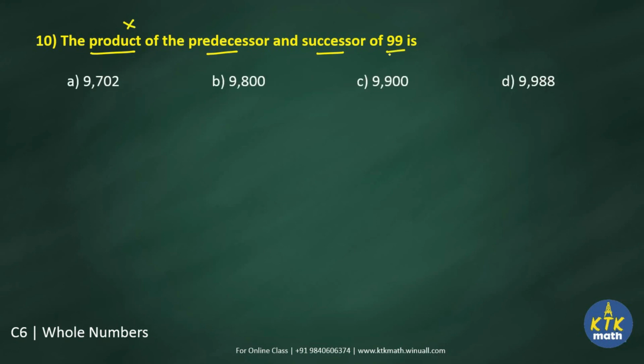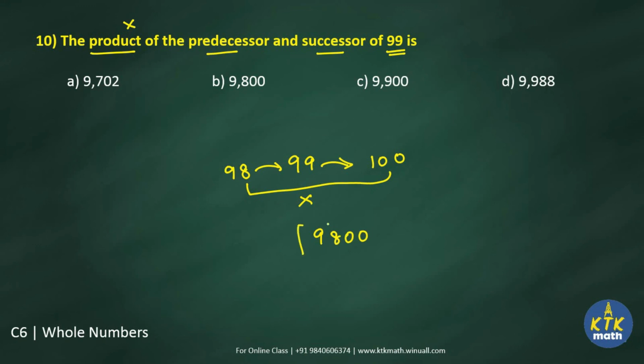So 99 is the given number. What is the successor of 99? It is going to be 100. What is the predecessor of 99? It is going to be 98. Now I need to multiply these two. So 98 into 100 is 9800. That's your answer. Where is the option? Yeah, here, option B. Is that clear, children?